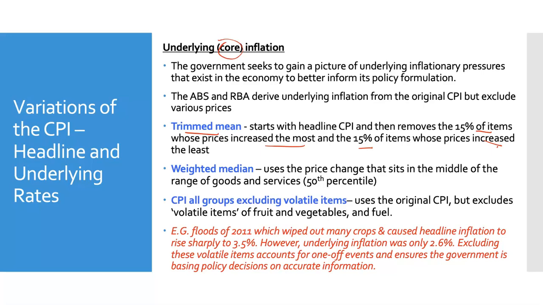So for example, the floods of 2011, and we know in 2022 there have been lots of floods as well, wiped out many crops and caused headline inflation to rise really high to 3.5%, the same as we have now. However, at that time they realized underlying inflation was still within the target at 2.6%, because we could remove the fact that some crops had increased significantly, and so long as there's some substitutes, people are happy to look for other products to eat, and that probably makes sense. I believe, for example, if bananas double in price, people won't keep buying bananas, they'll buy apples instead.